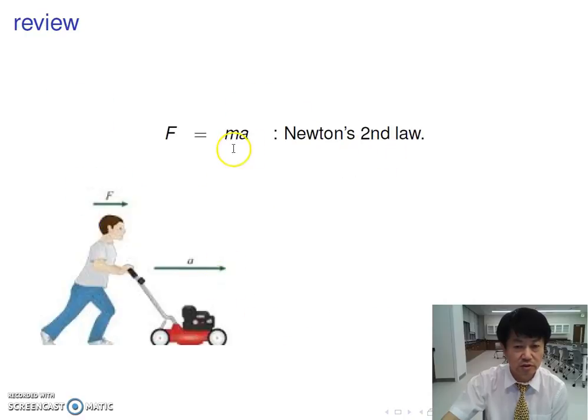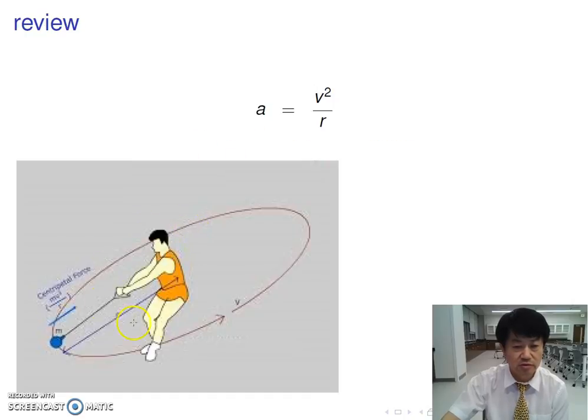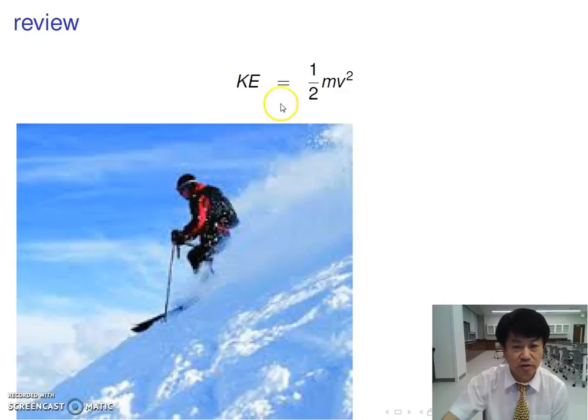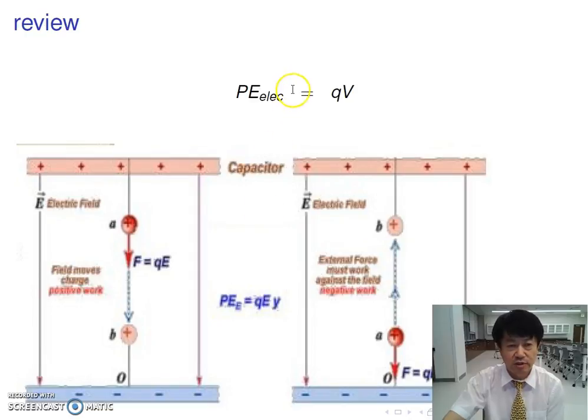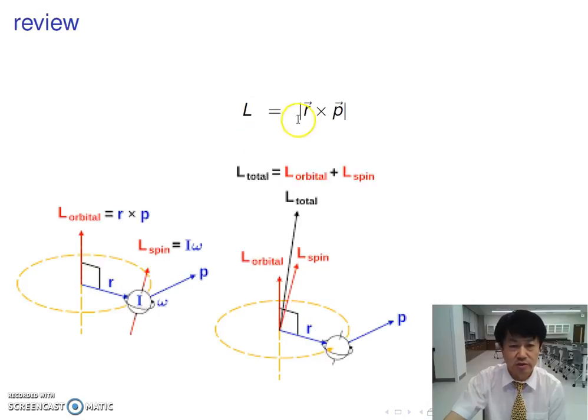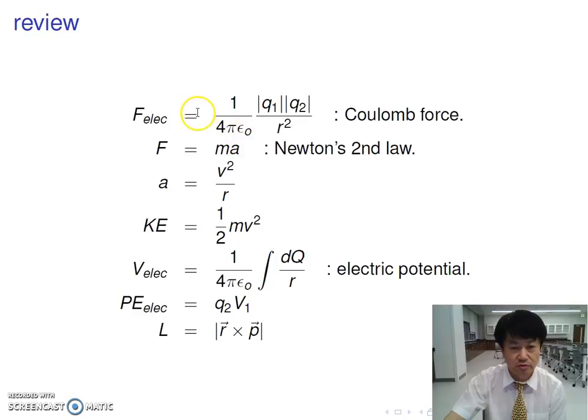Newton's second law is mass times acceleration, which equals force. When you have rotational motion, acceleration is v squared over r. Kinetic energy is half m v squared. Electric potential is 1/(4 epsilon naught) integration with respect to charge distribution divided by r. Electric potential energy is charge times potential. Angular momentum is r cross p, where p is momentum. So if you put it all together, we have equations 1 to 7.